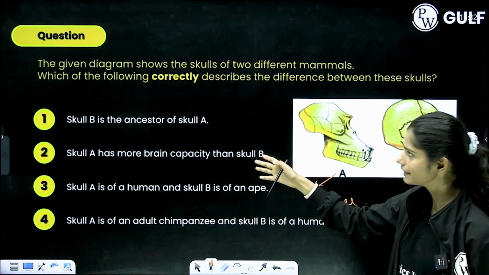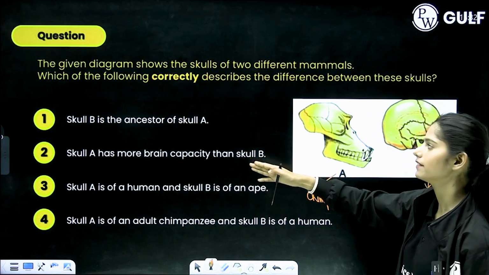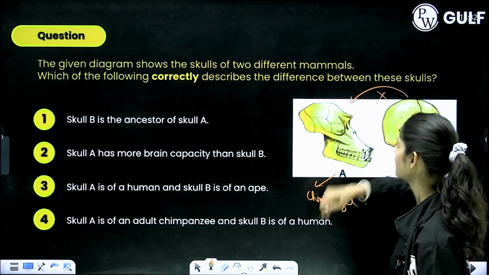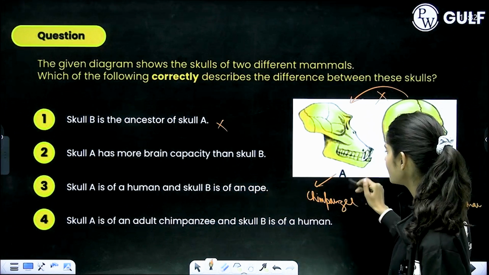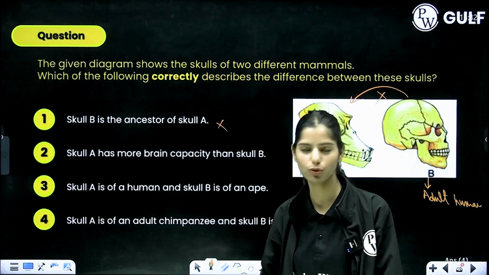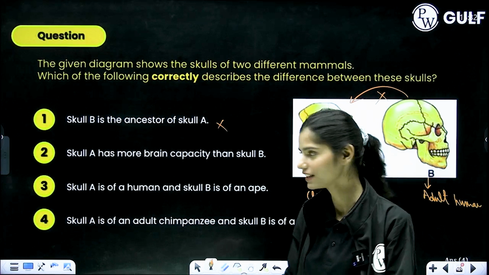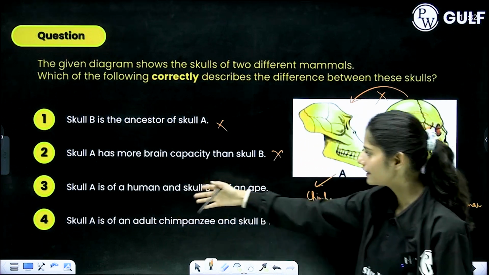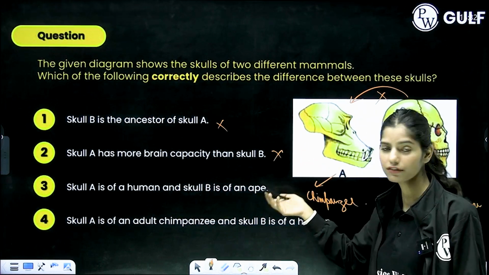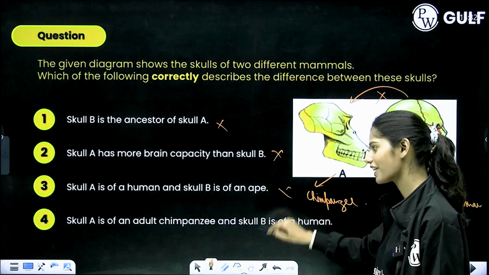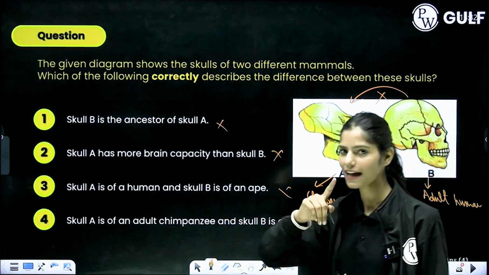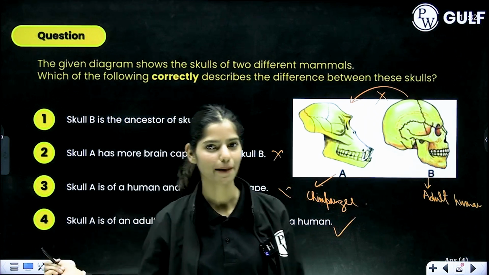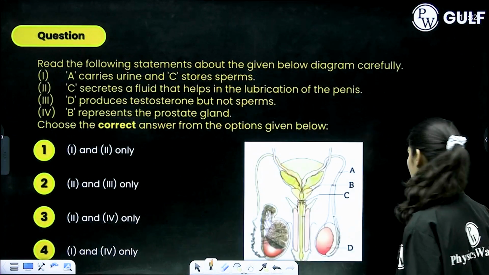Okay, let's see the statements. Skull B is the ancestor of A. That is wrong, right? Skull A has more brain capacity. No, chimpanzees do not have more brain capacity than the human. That is also wrong. Skull A is that of human and skull B is that of an ape. No, absolutely wrong, right? Skull A is that of an adult chimpanzee and skull B is that of an adult human. We all know that is absolutely correct. Okay, let's see the next question.